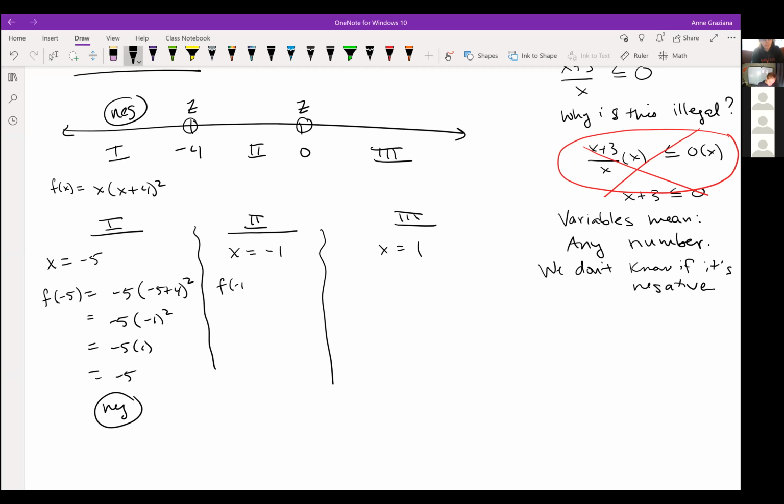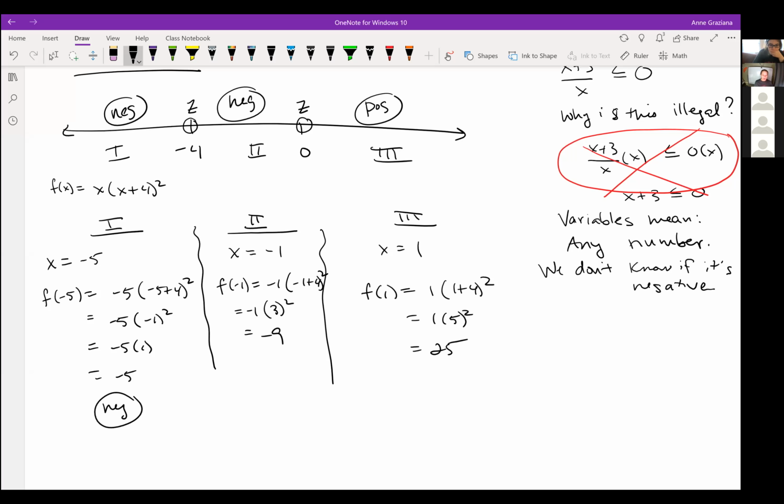So f of -1 is -1 times -1 plus 4 squared, which is -1 times 3 squared, which is -9. Ooh, twist. All right, so f of 1 is 1 times 1 plus 4 squared, which is 1 times 5 squared, which is 25. So that's positive. Any questions on how we got those? All right.